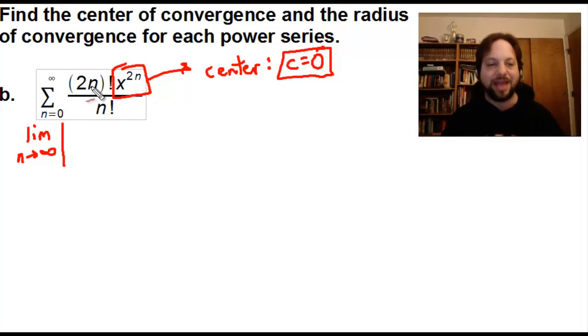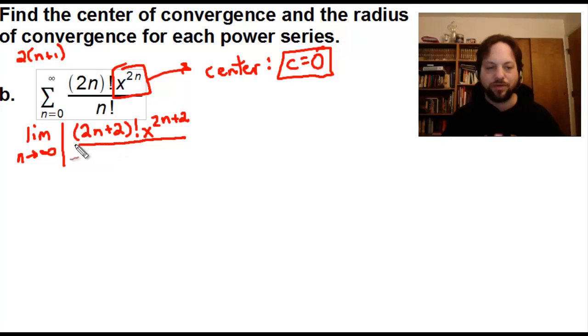If I plug in n plus 1 for each of these n's, notice I'm not going to get 2n plus 1. Rather, what I'm going to get is 2 times the quantity n plus 1. And if I expand that out, this will give me actually 2n plus 2 factorial. Of course, we're going to multiply that by the term x to the 2n plus 2. And we will divide that by, well, here's a regular n plus 1. Nothing special there. So there's our next term.